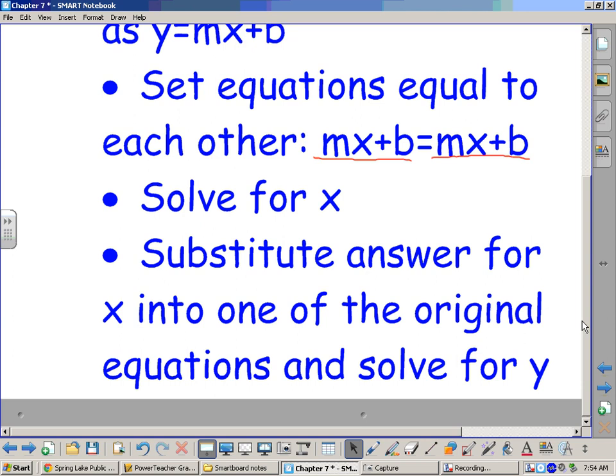So we're going to get an answer for x and an answer for y. So we're going to get both answers by doing this algebraically. Just like you did yesterday, you got an x and a y, or today in class, but we're not doing it by graphing. We're doing it algebraically.